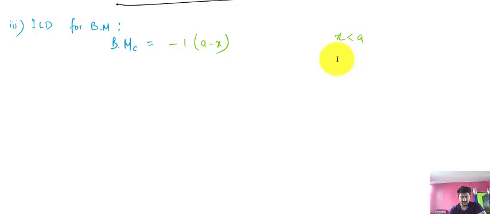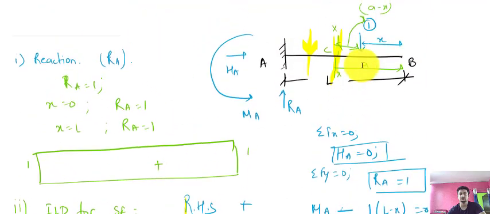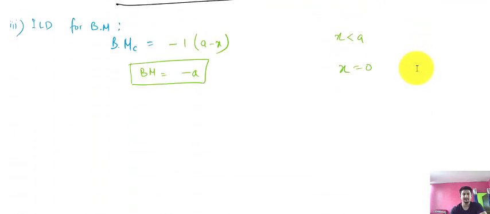For that case, you can calculate the bending moment at x equal to 0. When x equals 0, you can put it in this equation and it comes out that the bending moment will be A minus A. That is, when x equals 0, we are talking about the bending moment at B. And when x equals A, we are talking about the bending moment at C.